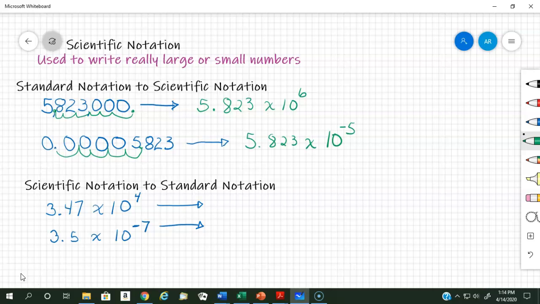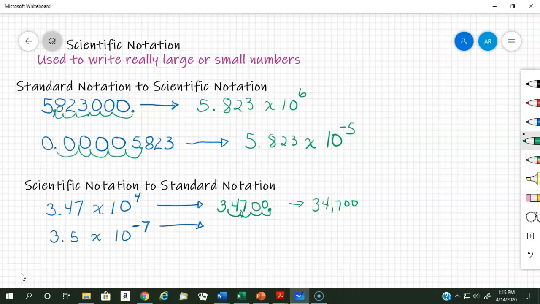And so we can also move from scientific notation to standard notation. So I'm going to look at this one, and I'm going to start with my 3.47, and I'm going to move that decimal place four digits, 4 place values, 1, 2, 3, 4. So my new decimal point is going to be there, and I want to go ahead and fill in the zeros, and I'm going to go ahead and put my comma in. So that's going to be 34,700. And here I'm going to do the same thing.